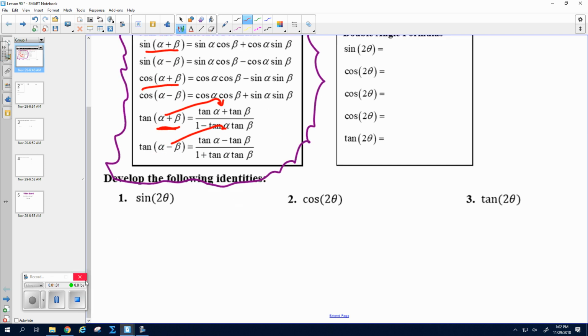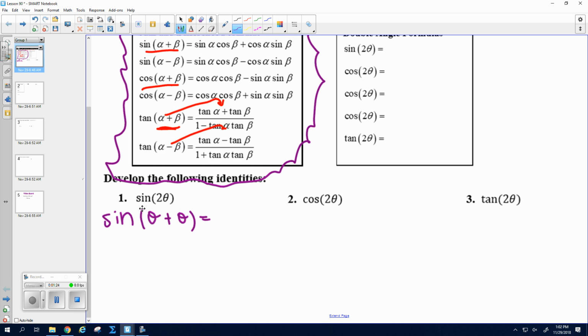So these actually aren't that bad. So this first one says sine of 2 theta. We're going to develop this formula by adding 2 thetas together. So how else could I write the sine of 2 theta? Well, I could write it as sine of theta plus theta. That's the same as sine of 2 theta.